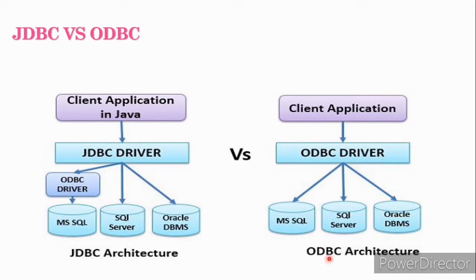But in ODBC architecture, the client application can be in any language, and we can use an ODBC driver and directly access the data from the databases. Both are APIs, that is, application programming interfaces, that help the applications on the client side to access the database on the server side. The RDBMS, that is, Relational Database Management System vendors, provide ODBC or JDBC drivers so that their databases can be accessed by the applications on the client side.